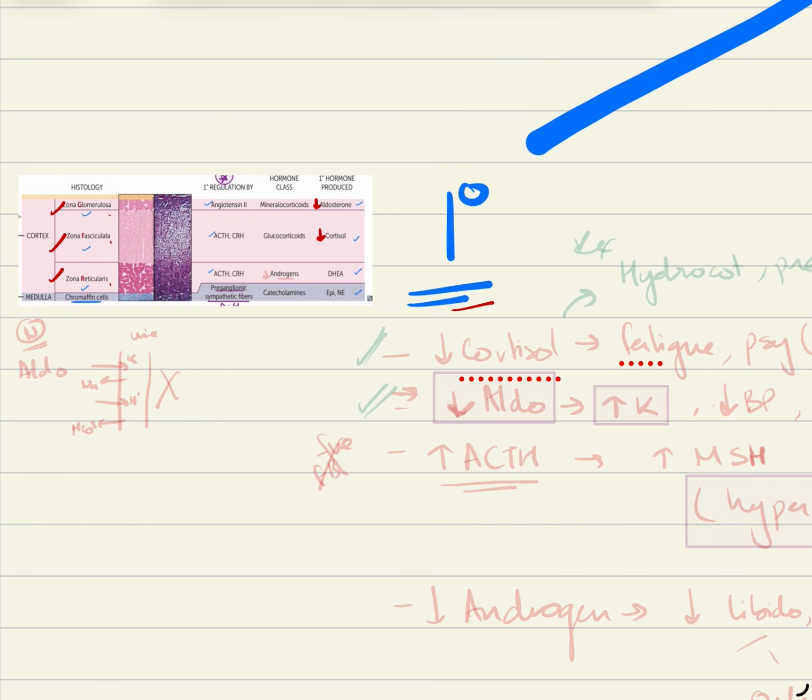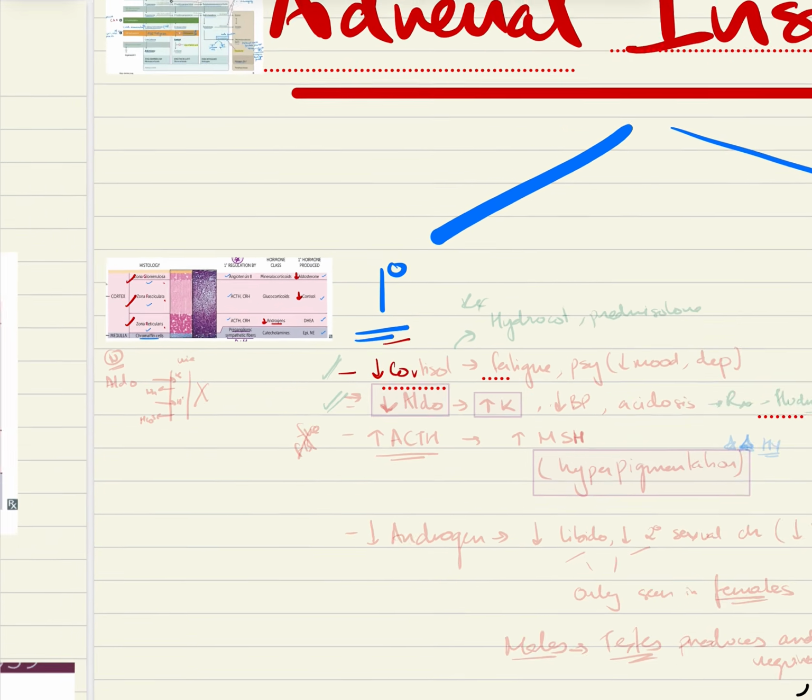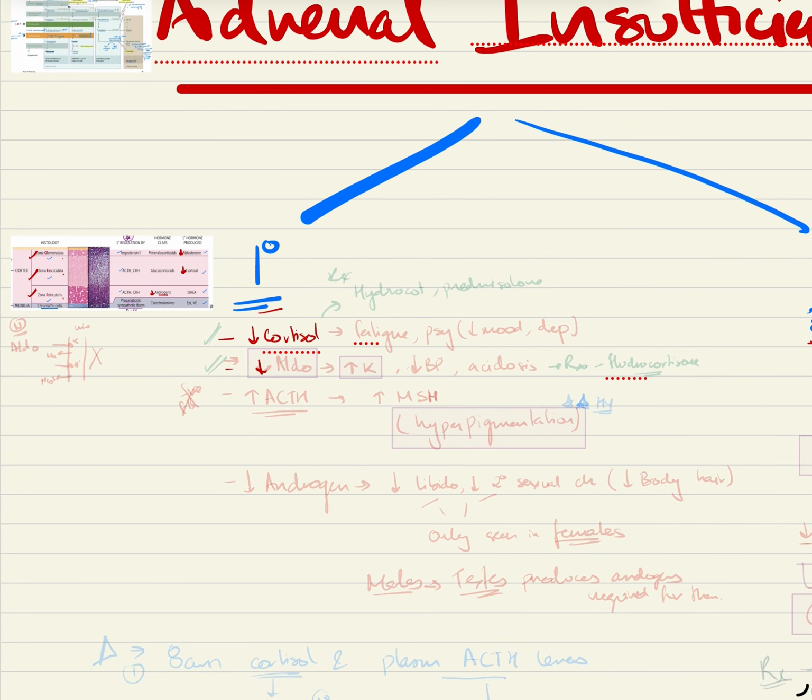Okay, and your androgens will be decreased. Okay, so now what will happen is that there is a decrease in cortisol, decreased aldosterone, and because of this the negative feedback is lost, so that's why you get an increase in ACTH.